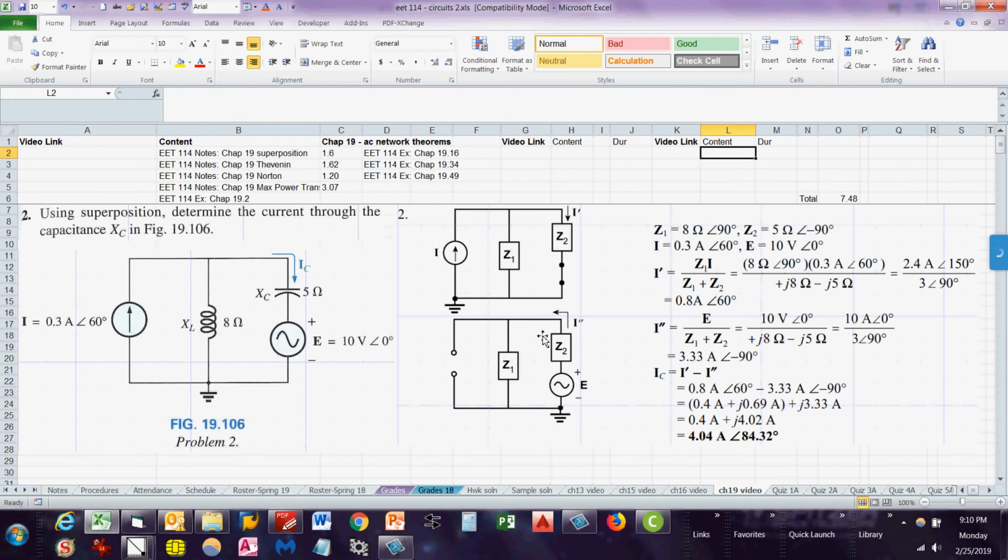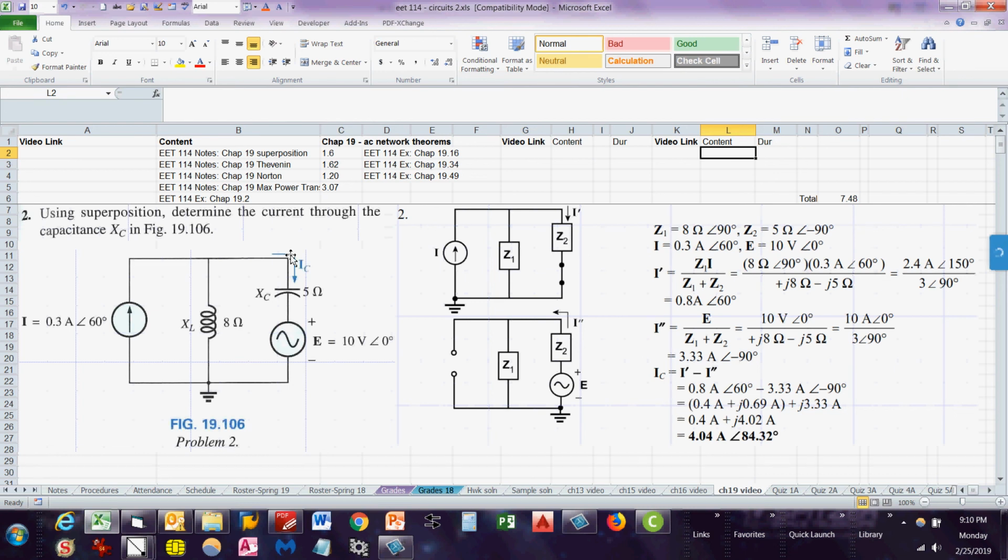And then going to the second part, you open the current source, bring back the voltage source. Now you've got a single loop right here. So I double prime is going the opposite way, which is E divided by Z1 plus Z2, which is the total impedance. And then when you do the math for that, you get 3.33 angle negative 90.